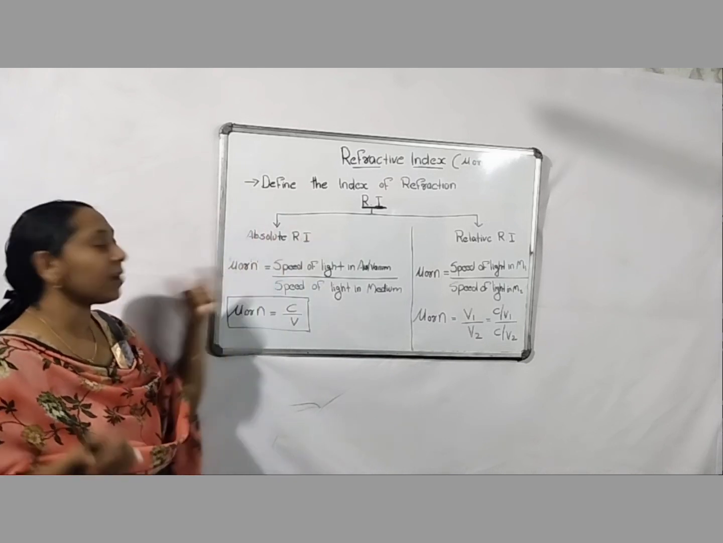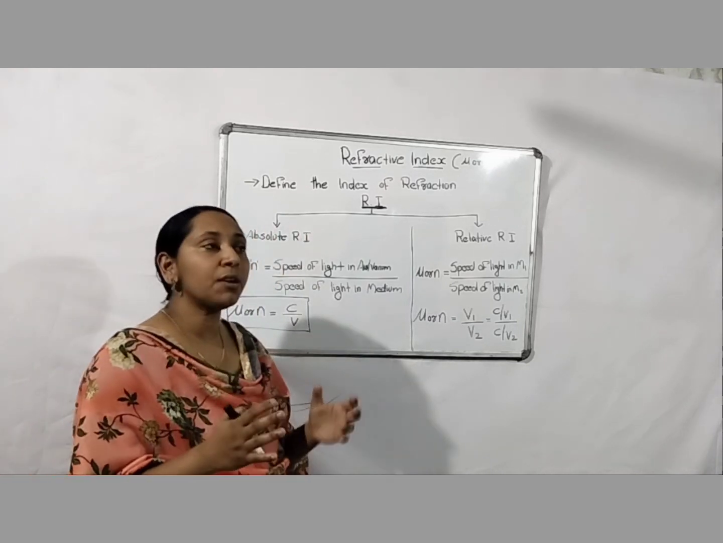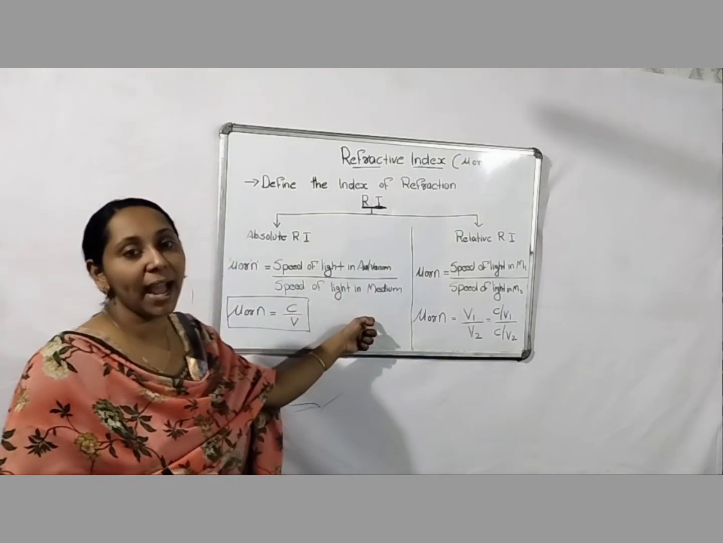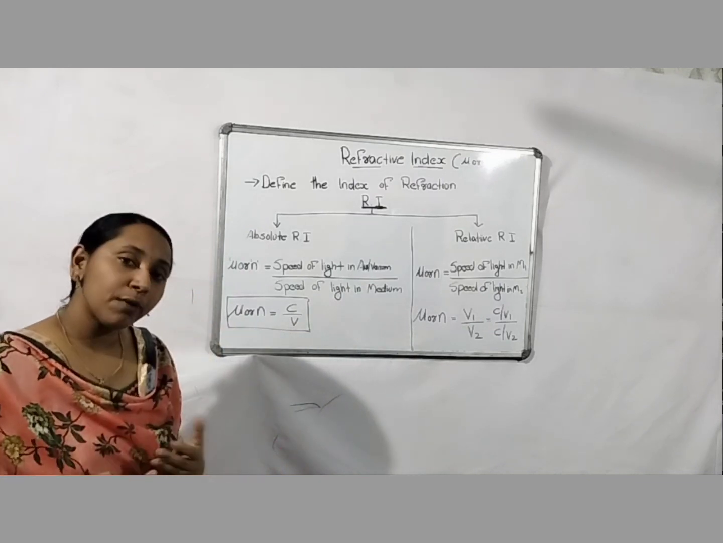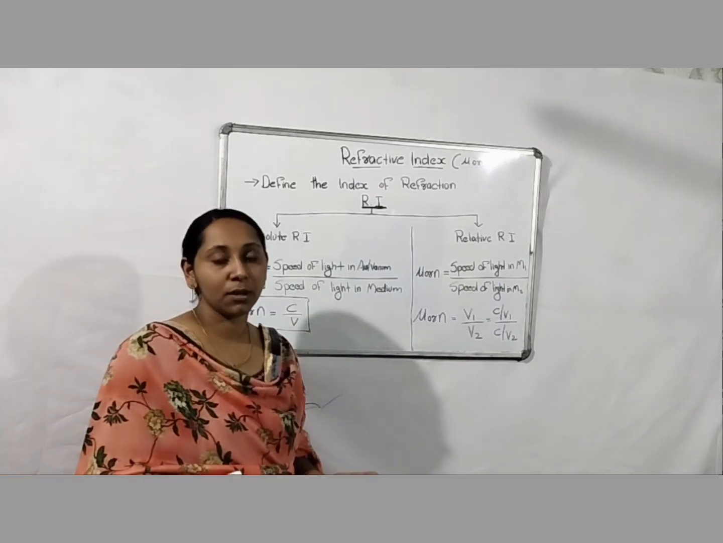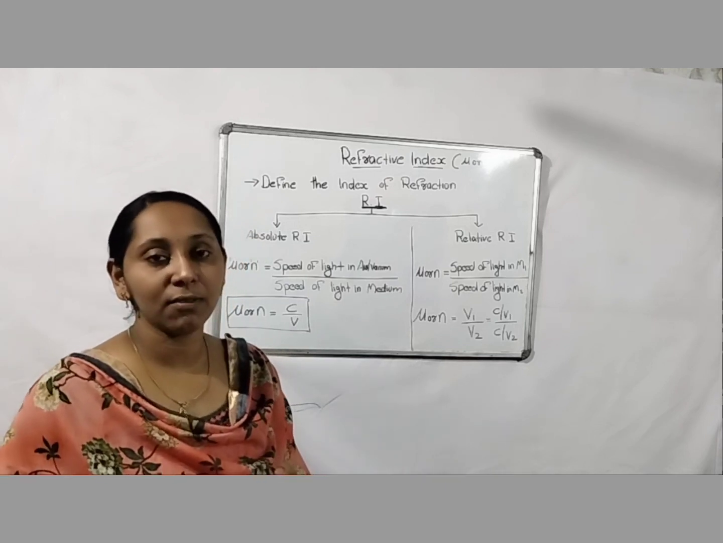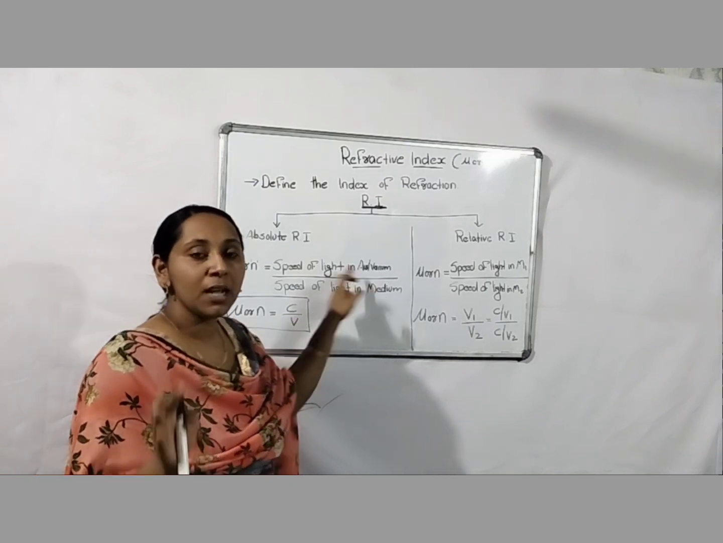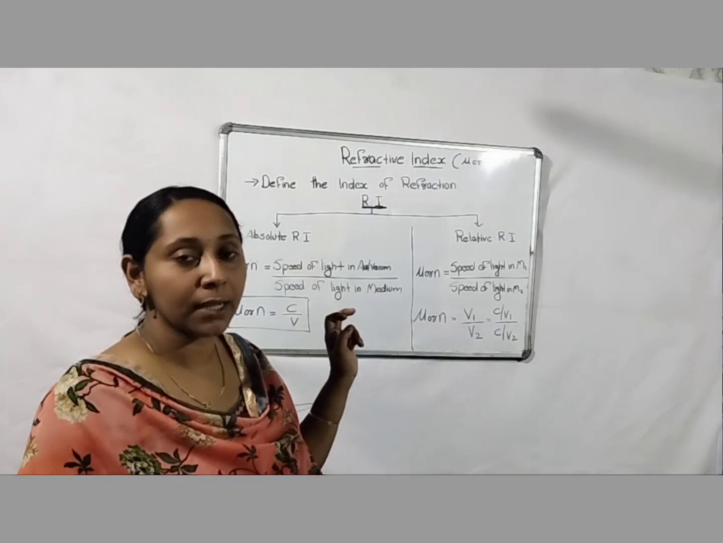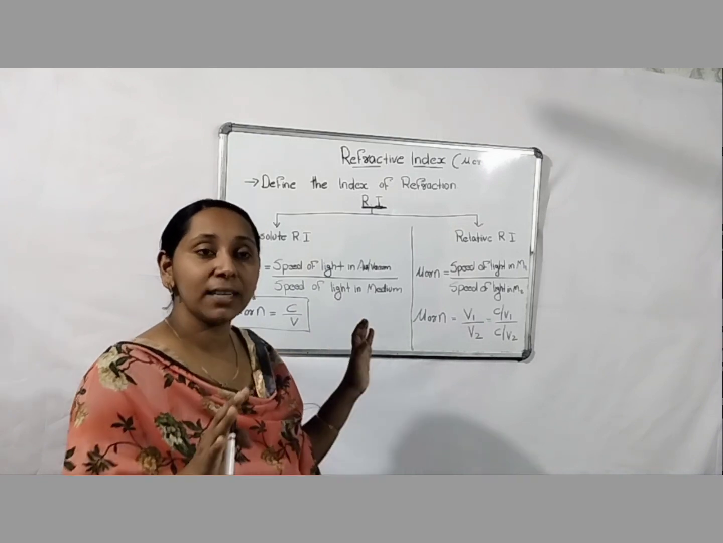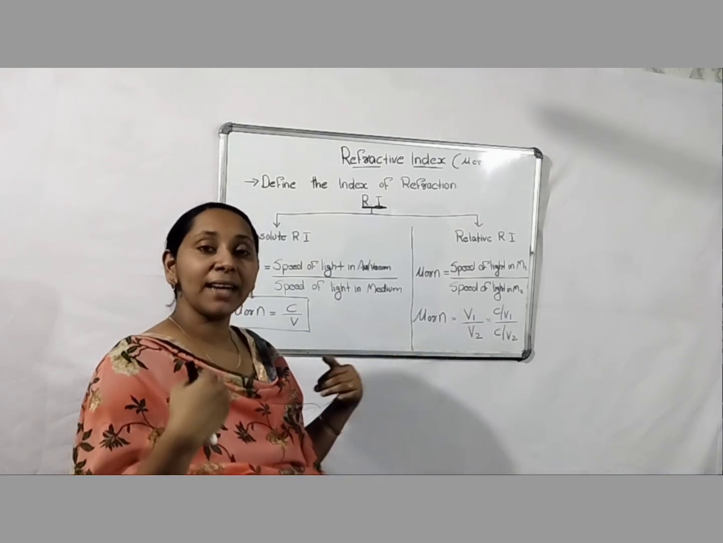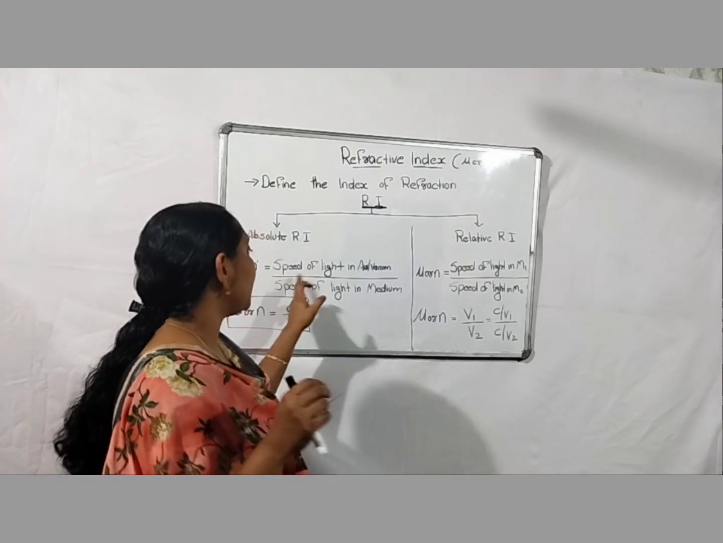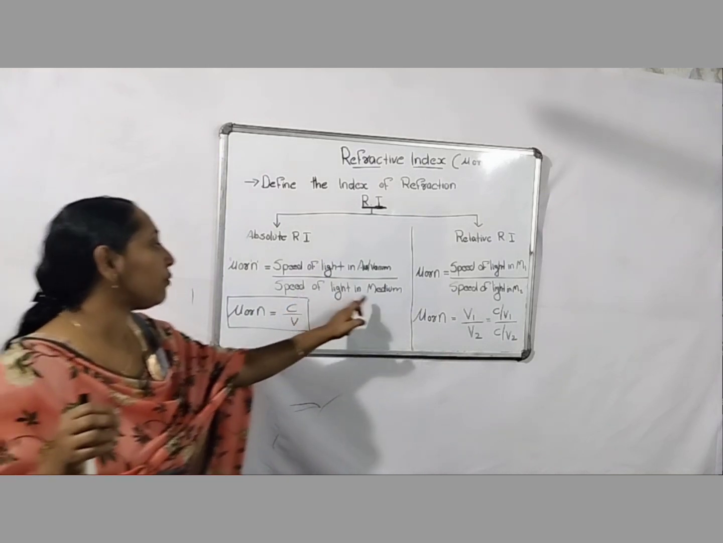What is the definition of absolute refractive index? Absolute refractive index means the speed of light in air or vacuum divided by the speed of light in the medium. You already know what vacuum means: without any medium, the absence of air. Light speed in vacuum or air is approximately the same, 3 into 10 raised to 8 meter per second. The speed of light in air is slightly less than in vacuum, but approximately the same.